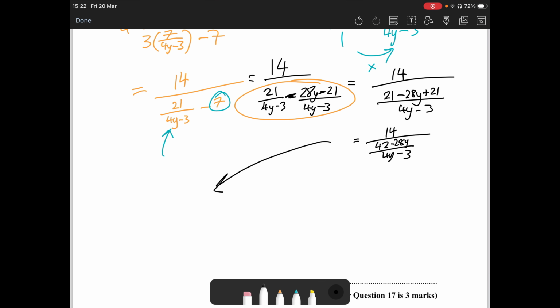Now, this bit we're going to do keep flip change. So you're doing 14 divided by that fraction. So what you can do is keep flip change. We love a bit of keep flip change. So 14 times the numerator instead, divided by the denominator.